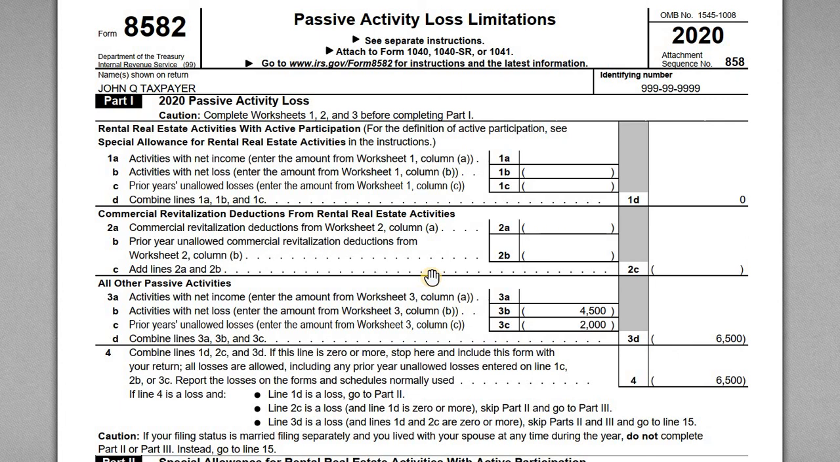So 8582, absolutely file it every year. If you have passive activity losses, make sure you're tracking them year to year, and that'll certainly benefit you in the long term when you do start to make some money through those investments.